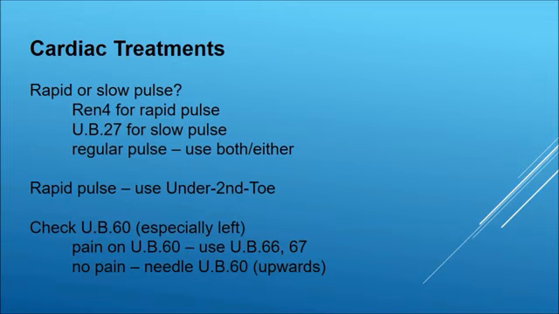In a cardiac patient, it is important to distinguish between slow and rapid pulses. Use REN4 for the rapid or regular pulse type. Use UB27 for the slow pulse type, as well as the normal type. Do not use REN4 for the slow pulse type. Use the point under the second toe, in the center of the crease where the toe meets the ball of the foot, for rapid pulse types.